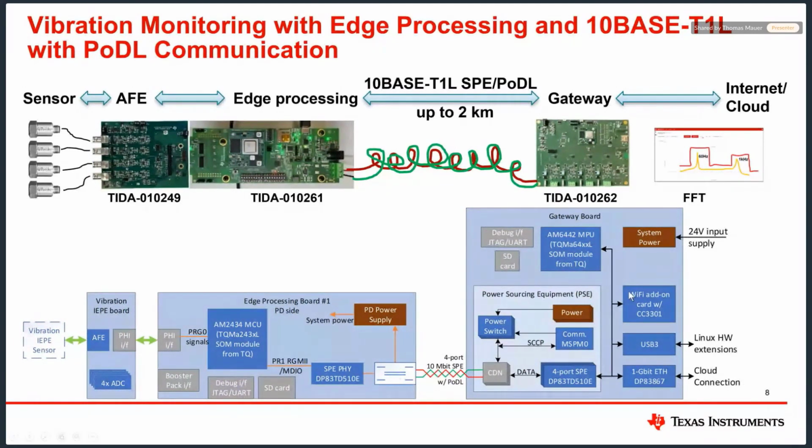And on the gateway board, we then show this as a visual representation. You see here at the top, which is like a website running on the gateway board, where we show the spikes of the FFT, and then in principle you run a mask over these spikes, and once the spikes cross the mask, you can issue an alarm and inform the operator that something is now looking odd.